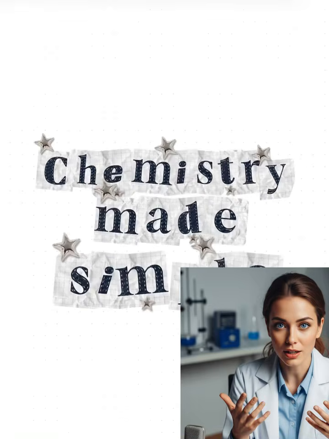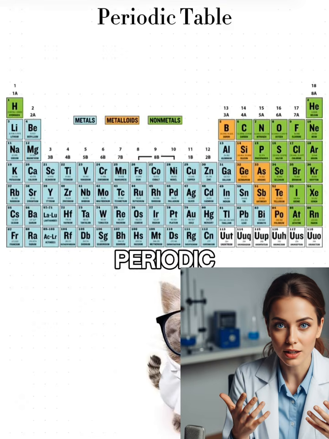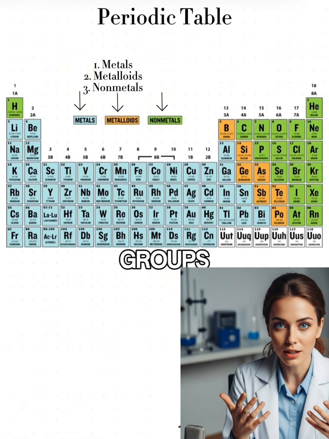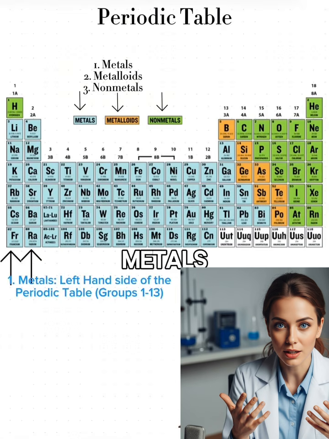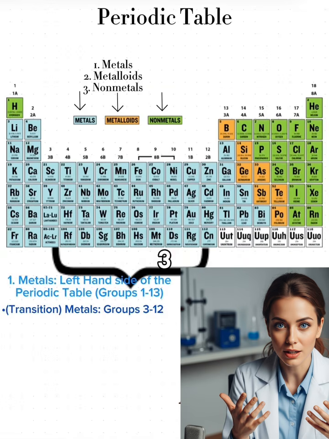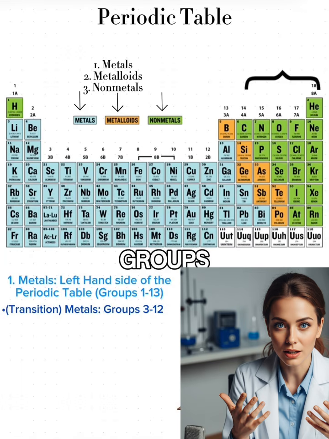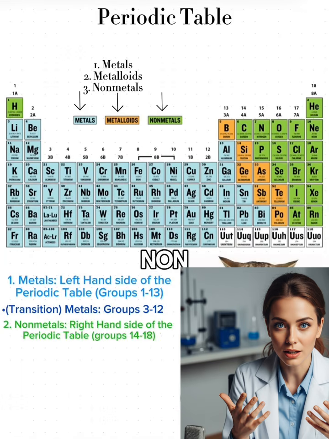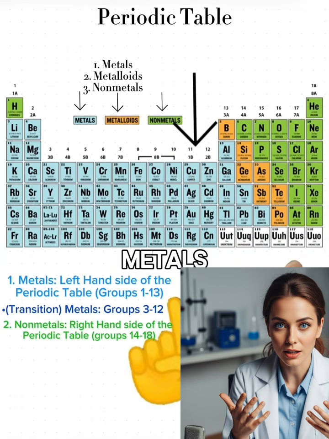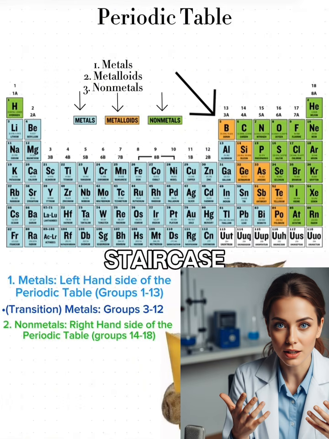Chemistry made simple. The periodic table has 18 groups that can be split up into 3 different categories. Groups 1 and 2 are going to be metals on the left-hand side of the periodic table. In the middle, we have groups 3 through 12, which are transition metals. And on your right-hand side, from groups 14 to 18, you have non-metals. And in between your transition metals and your non-metals, you have a staircase called metalloids.